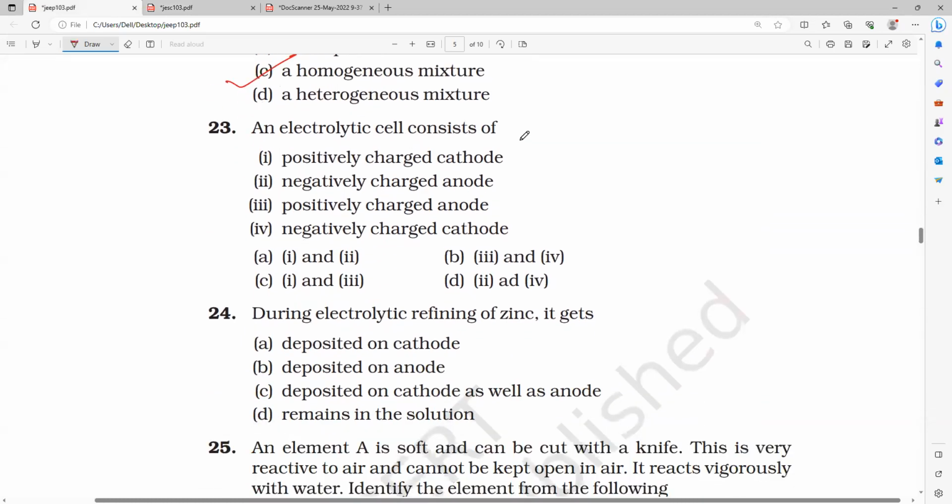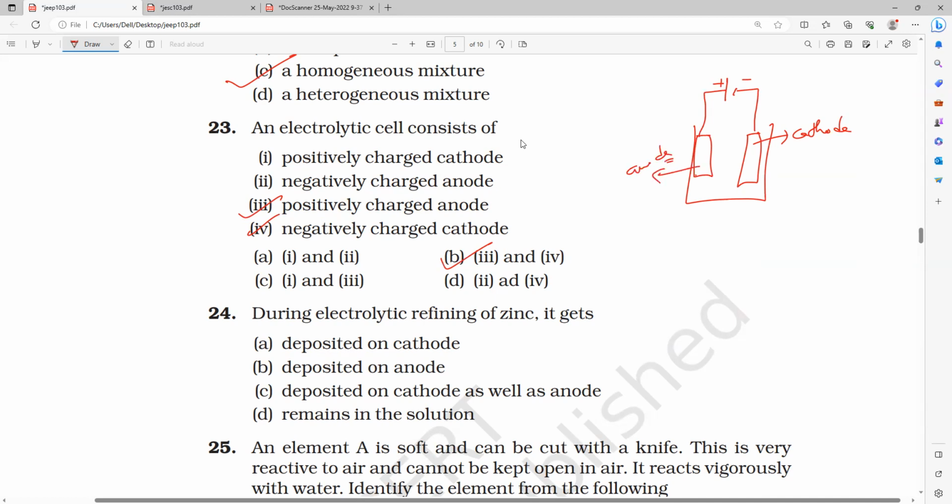So an electrolytic cell consists of positively charged cathode, negatively charged anode, positively charged anode, and negatively charged cathode. 3 and 4, option B. Yes, B. Because as we all know, the battery's negative terminal is connected to the cathode, and the positive terminal is connected to the anode.